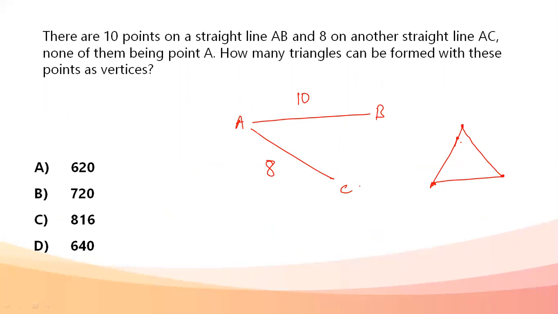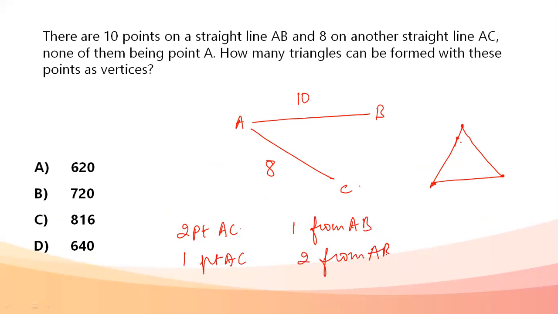So what I can do is either I can select 2 points from AC and 1 from AB, or I can select 1 point from AC and 2 from AB. Only then I'll be able to form a triangle. If I select all 3 from AC or all 3 from AB, I'm not going to form a triangle. Both these ways are the possibilities of forming a triangle.